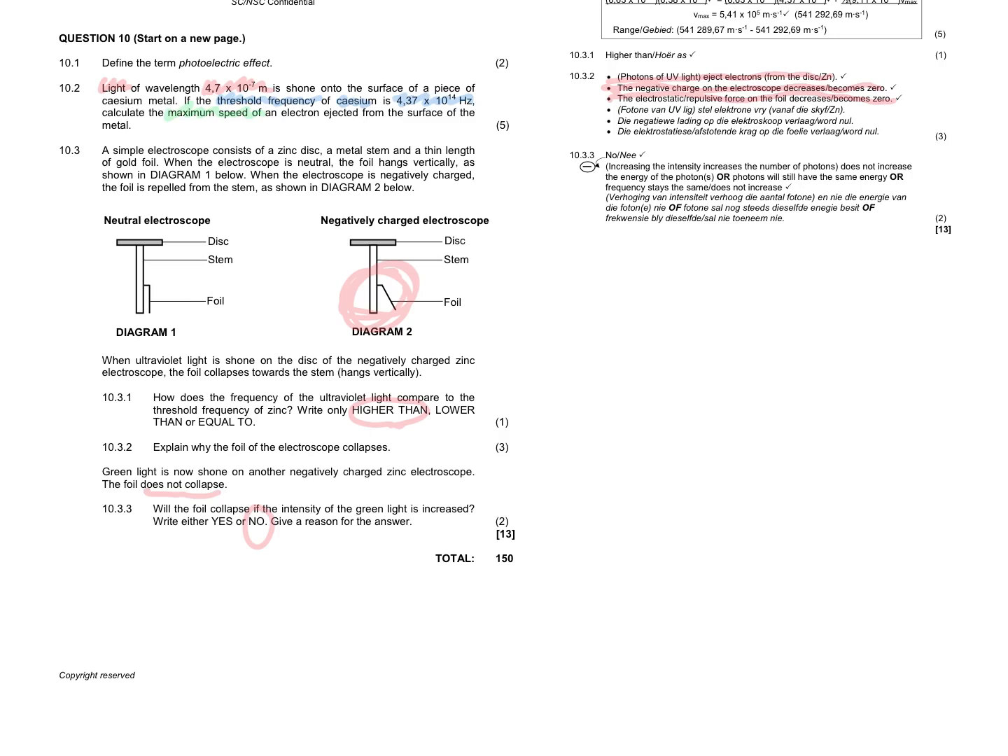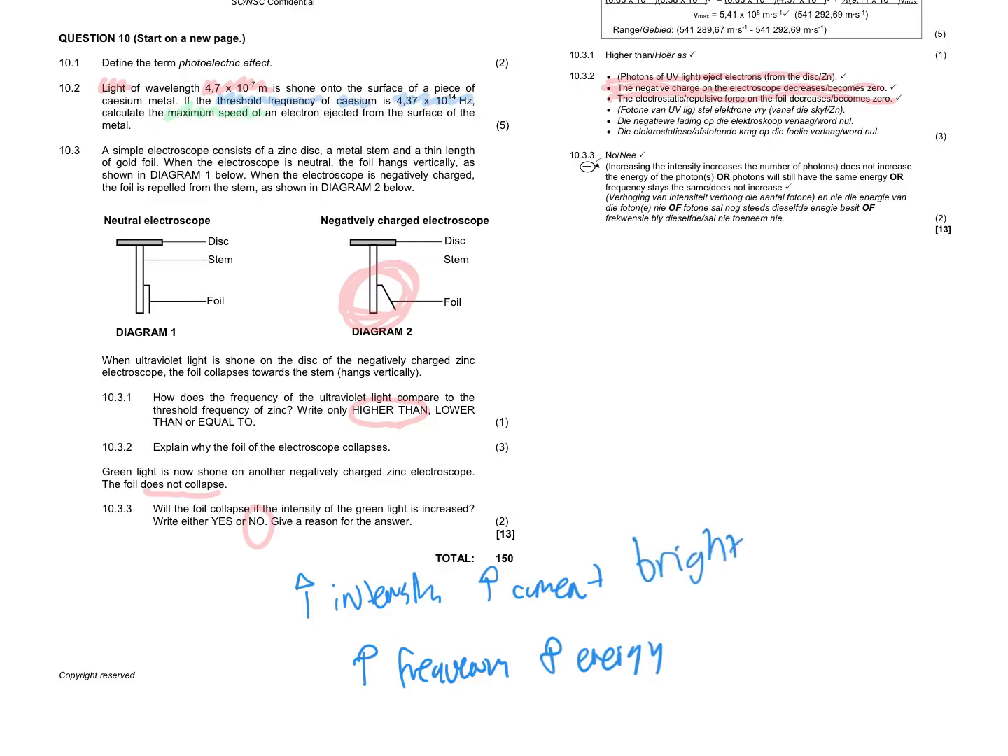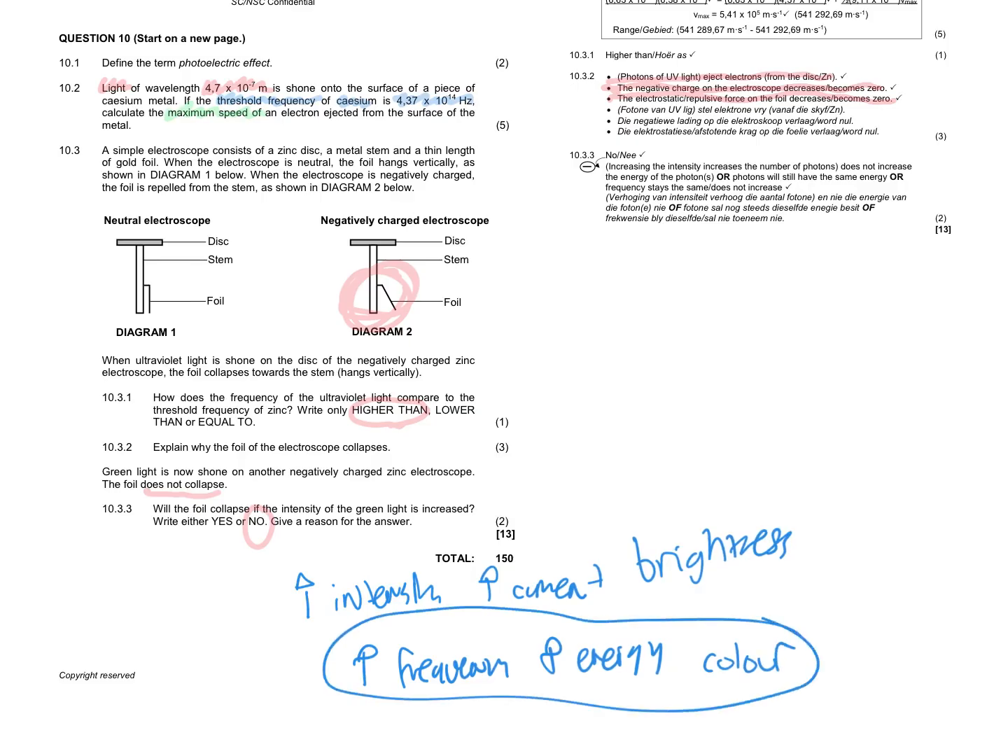So if I can just write it here, if you increase the intensity, you increase the current. If you increase the frequency, you increase the energy. And those two are not related. The intensity has got to do with the brightness, and the energy has got to do with the color. If you change the frequency, you change the energy. If you change the intensity, you're simply making more photons.